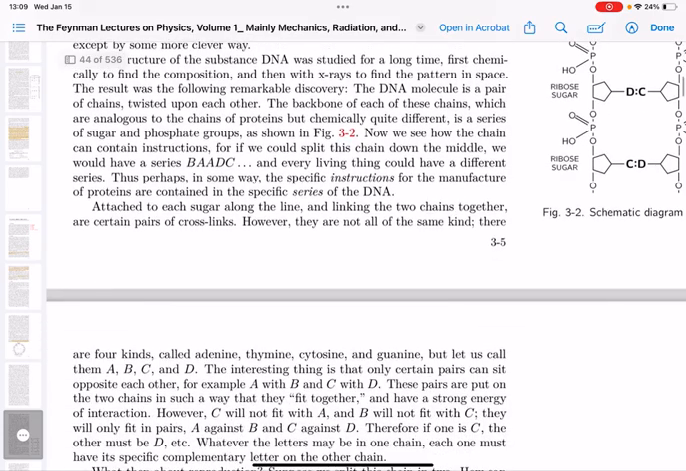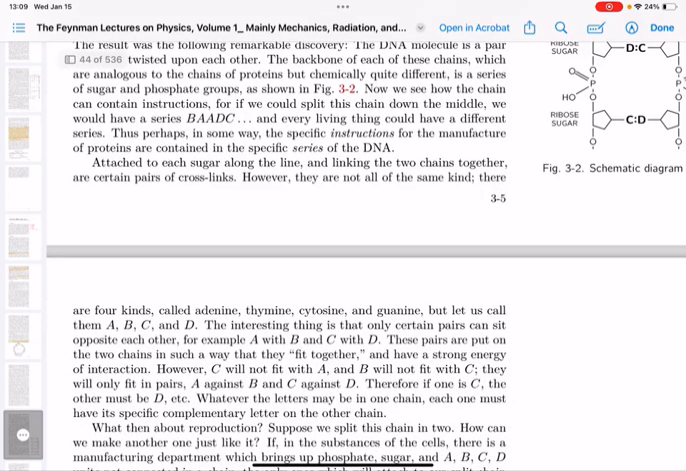Now we see how the chain can contain instructions, for if we could split this chain down the middle, we would have a series of BAADC, and every living thing could have a different series. Thus, perhaps in some way, the specific instructions for the manufacture of proteins are contained in the specific series of the DNA attached to each sugar along the line, and linking the two chains together are certain pairs of crosslinks. However, they are not all the same kind.